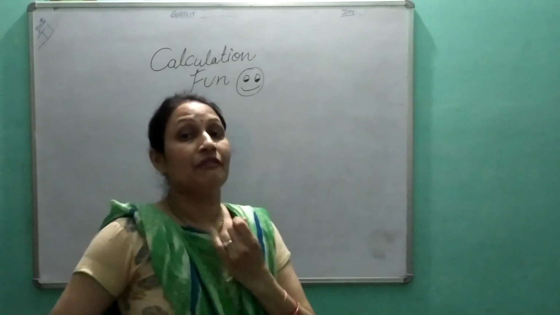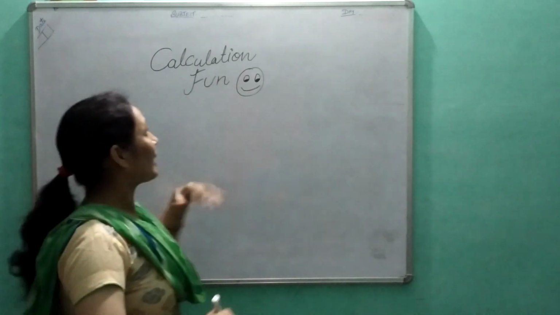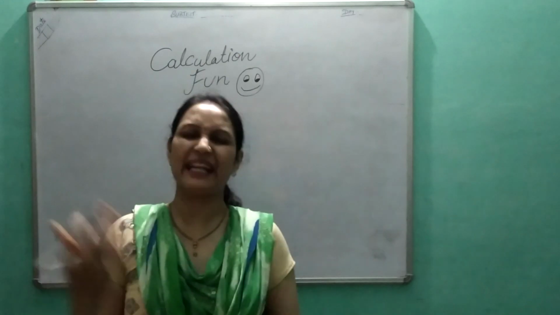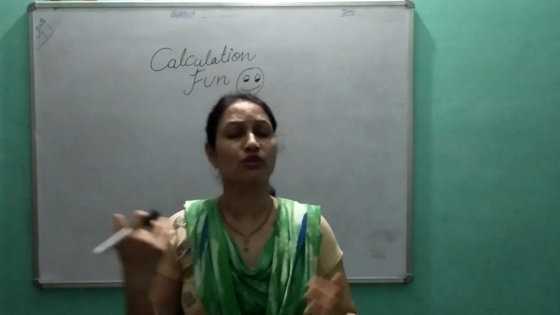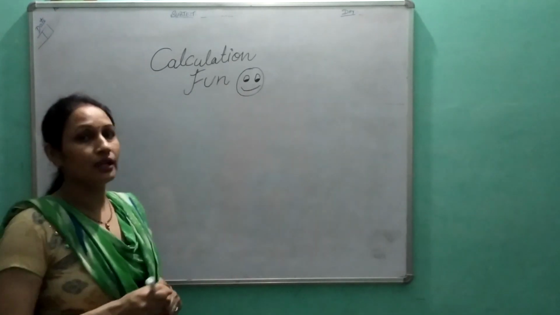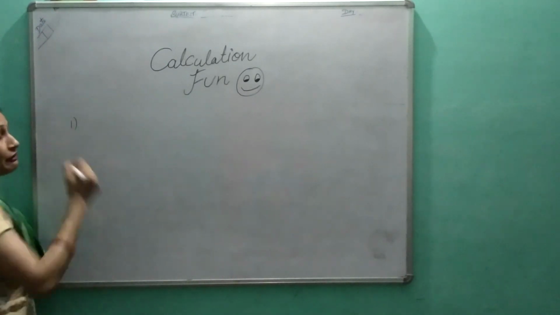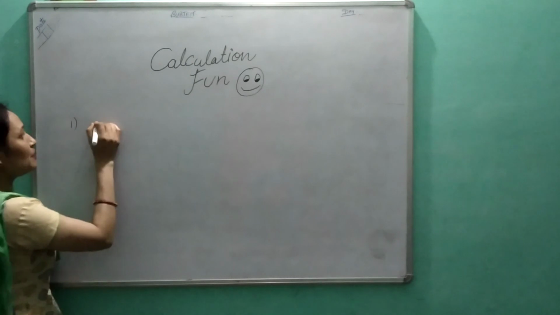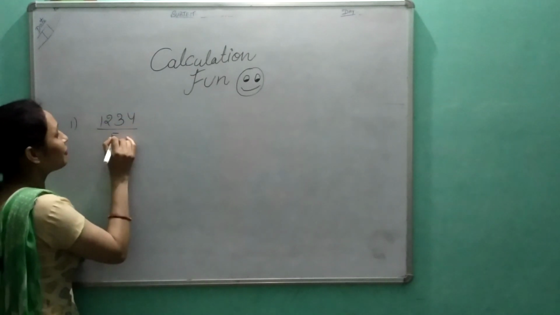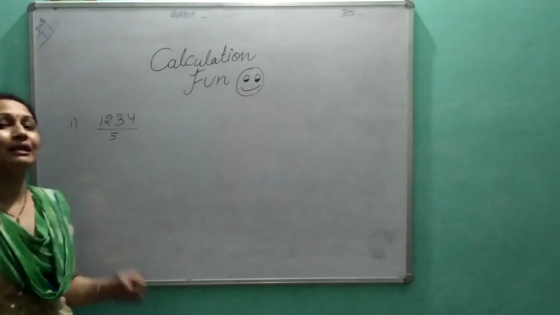So today we are here to do some calculation fun. We have lots of questions and many times lots of confusion, lots of calculation. So today we will do division questions without dividing. For example, we have 1234 divided by 5. We will not divide here, we will multiply here.